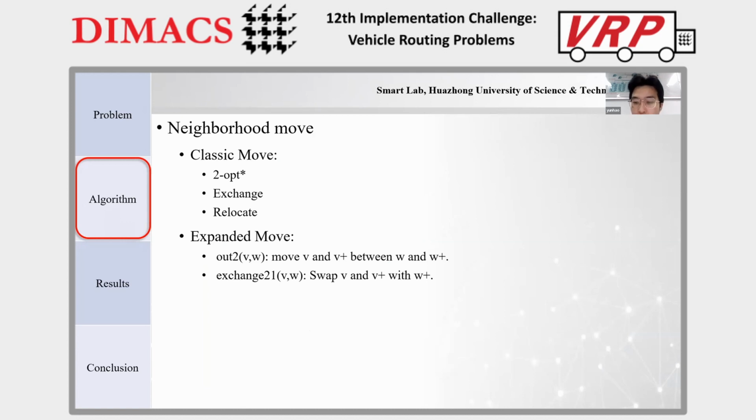Let's go on. The neighborhoods we use in this algorithm. There are three classical neighborhoods, which are 2-opt*, exchange, and relocate. When considering the neighborhood range, we first select the customer v, and then sort the other customers according to their distance from v. And only the top 50 closest customers will be considered. At the beginning of the algorithm, we use a small range, just the top 10, and later we expand this range. We also propose the following two types of neighborhoods with two nodes. One is to move v and v plus between w and w plus, exchange 2 and 1. The other is to swap v and v plus with w plus.